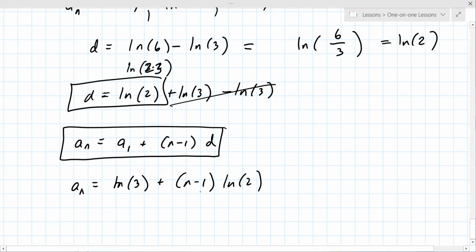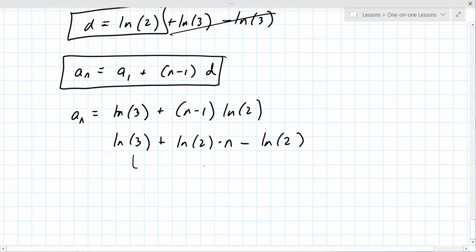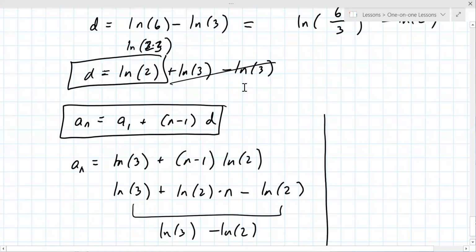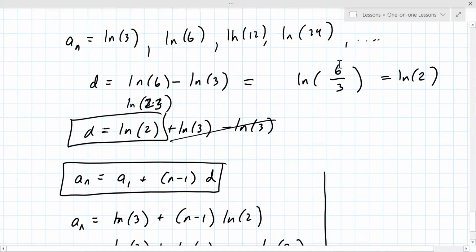Really not sure. So how would you do that? Well, it's natural log of 3 plus natural log of 2 times N minus natural log of 2. So you can combine these two, natural log of 3 minus natural log of 2. You could write this as natural log of 3 halves. Do they not just subtract to natural log of 1? No, that's very bad. Don't do that. The only way you can subtract them is like we did. If you subtract them, it divides, as we showed over here on the right.